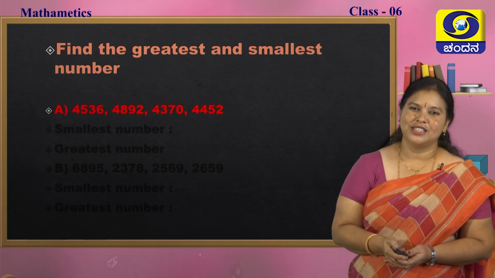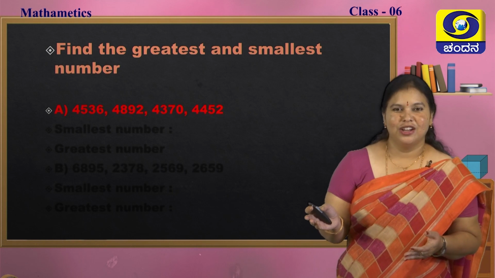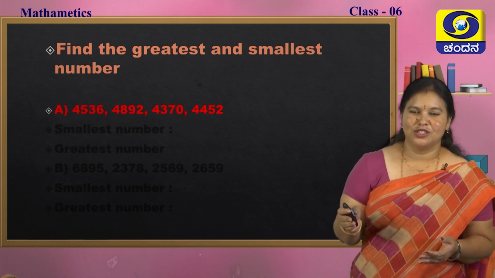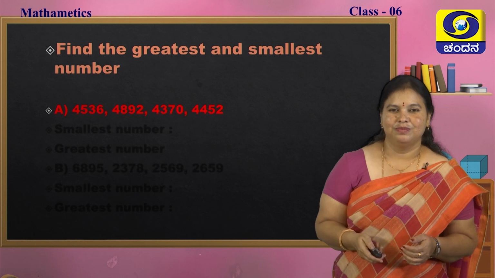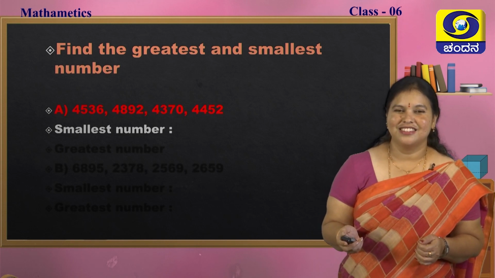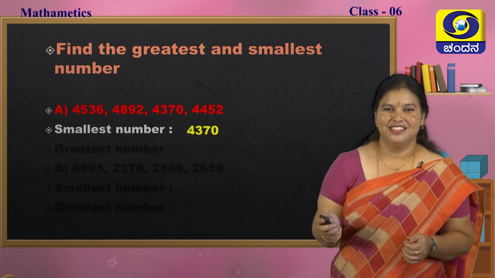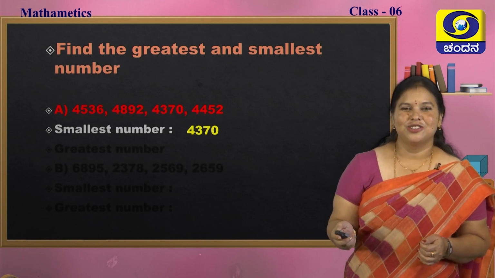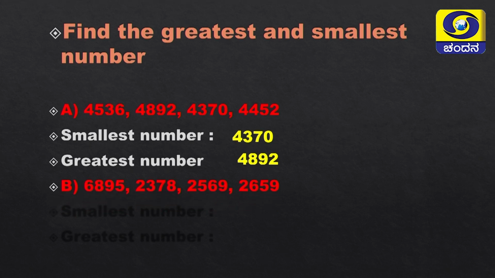I have given here four numbers, that is 4536, 4892, 4370 and 4452. You have to identify both the greatest and the smallest number here. Yes. First we will write the smallest number. Which one is the smallest number? Yes. Very good, children. It is 4370. You have guessed it correctly. Next, we will see the greatest number. Which one is the greatest number? Yes, it is 4892. Well done, children. So, we will take up the next example.